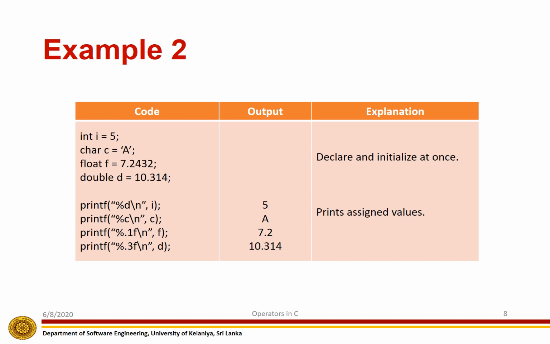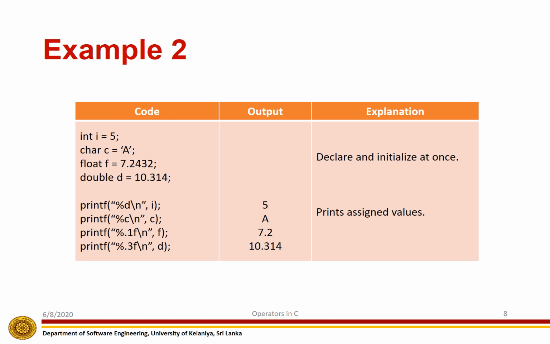So for printing, I is an integer, so we have to use %d. Then C is a character data type. To print a character, %c. Then F is a floating point number, so we have to use the format specifier %f. But in here you can see I have given %.1f. It means I want only one decimal place. So you can see the output as 7.2, one decimal place.